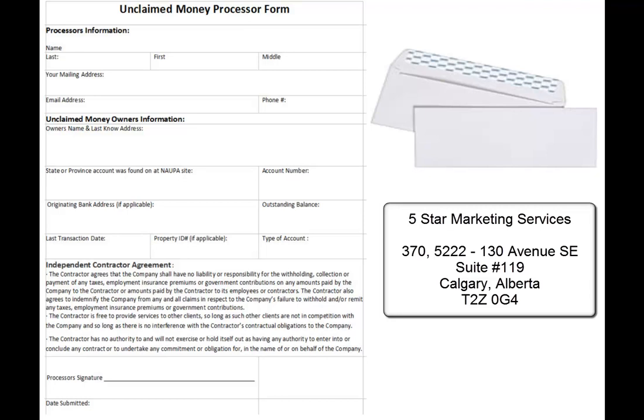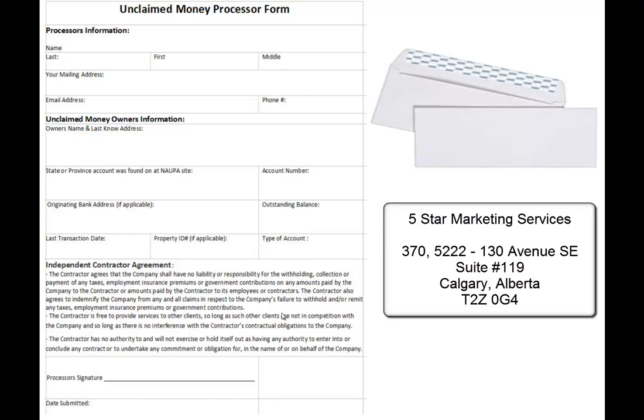Okay, and the very last part of the unclaimed money processor form that you're going to be submitting into us is just a simple standard independent contractor agreement. It's just making you aware that you are agreeing to the fact that you don't work for us as an employee, you work for us as an independent contractor. So that's just a signature is required on each and every form that you submit, and the date that you're submitting and mailing it into us, and that's just at the very bottom of the processor form.